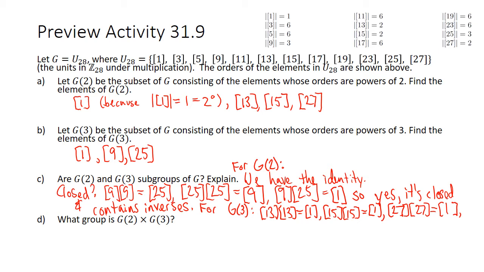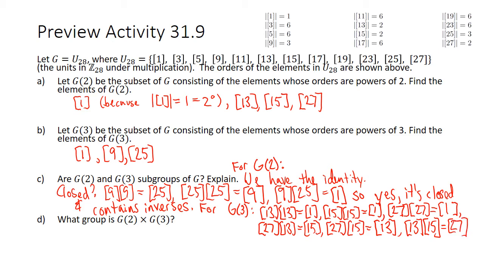So 27 times 13 is 15. 27 times 15 is 13, and then finally 13 times 15 is 27. And I was just using Wolfram Alpha to do those mod operations there. Okay, so yes, that one is also a group.